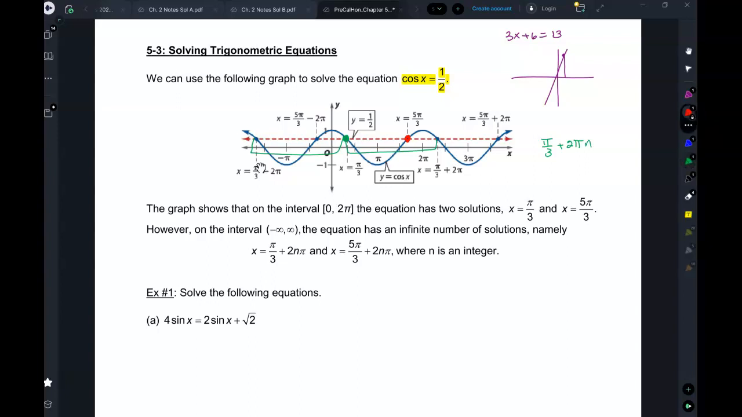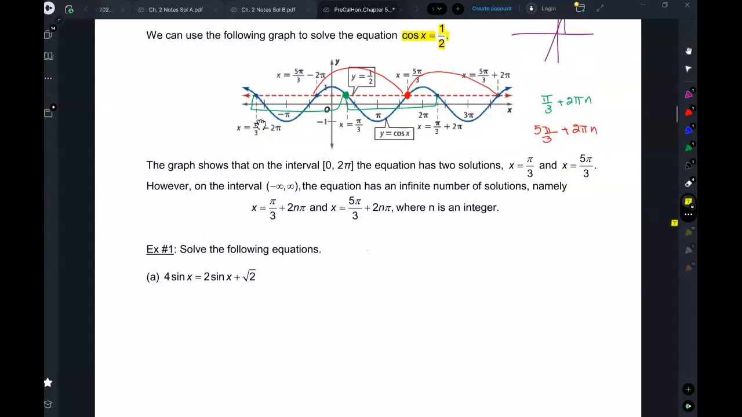Same with 5 pi over 3. I can go over 2 pi, or I can go over 2 pi this way. And so 5 pi over 3 plus 2 pi n is all of the points where cosine is a half. Now, we're not going to do minus 2 pi n because n could either be plus 1, 2, 3, 4 or minus 1, 2, 3, 4. Okay?